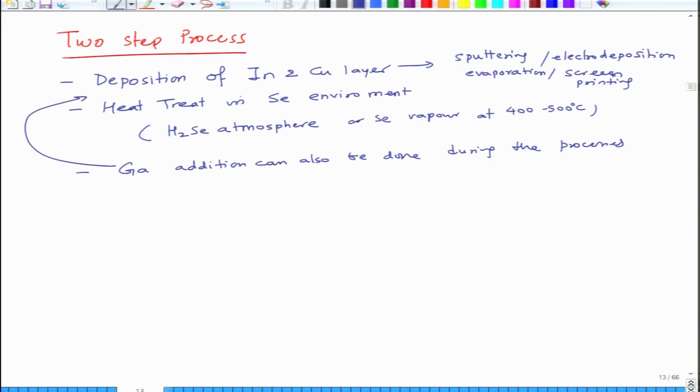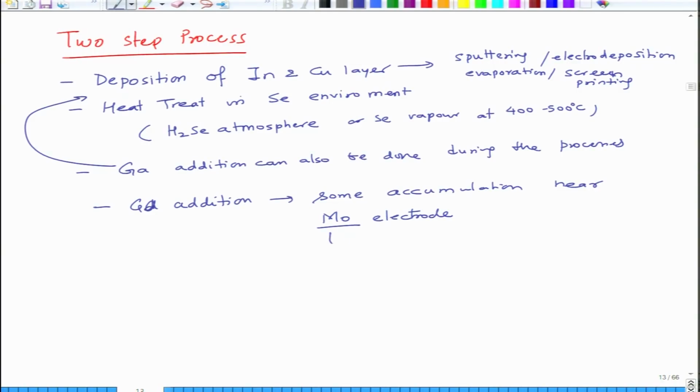Generally, gallium addition leads to some accumulation near the molybdenum electrode, and what forms there is generally a junction, which is CuInSe2/CuGaSe2, and this would be near Mo. So, it would be like that.